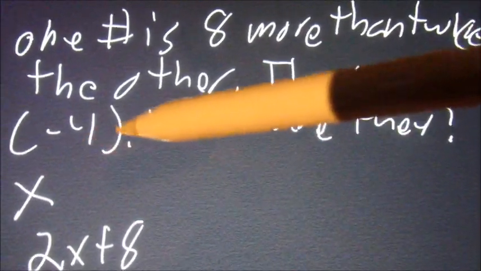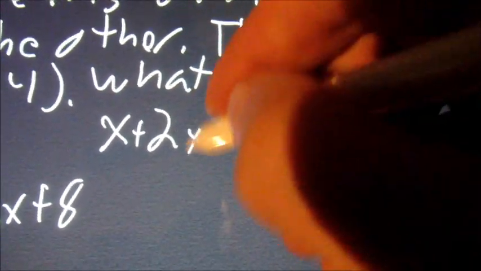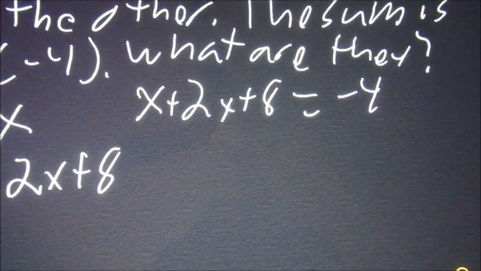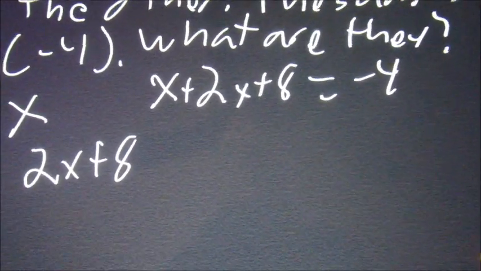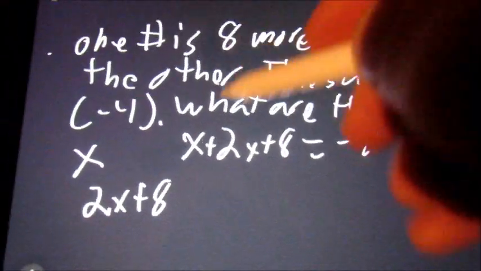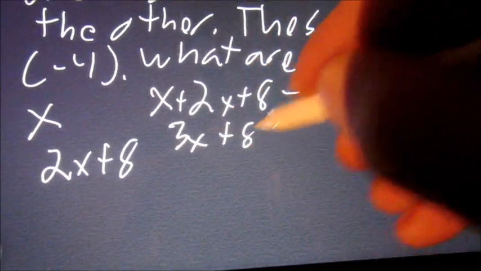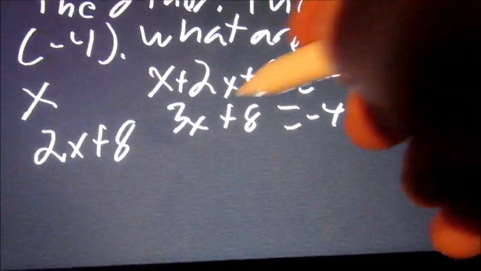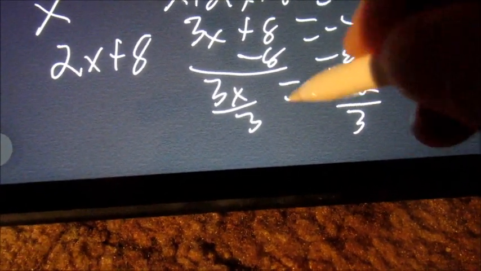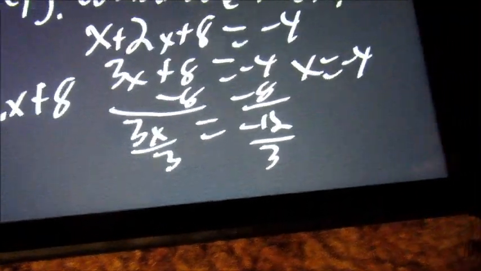And it says the sum is -4. So what we need to do is add these two and equal them to -4. So x plus 2x plus 8 equals -4. Now we have it as a math problem instead of a word problem. So now we just solve like we did before. We're going to first combine like terms. So x plus 2x is 3x plus 8 equals -4. Now we need to subtract the 8 from both sides. And we get 3x equals -12. Divide both sides by 3, and x equals -4.